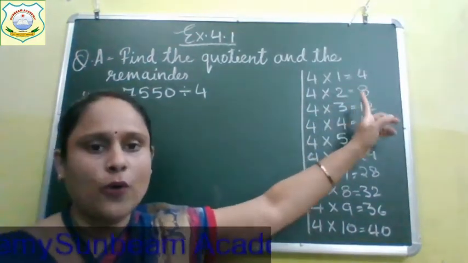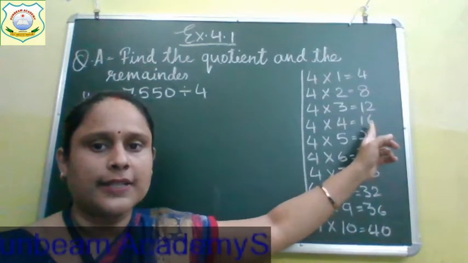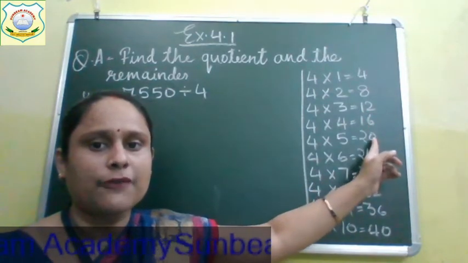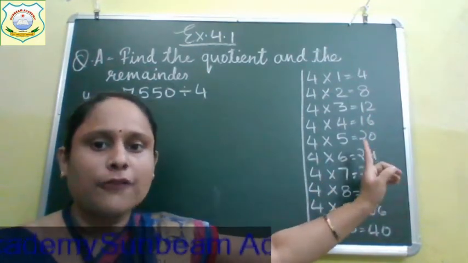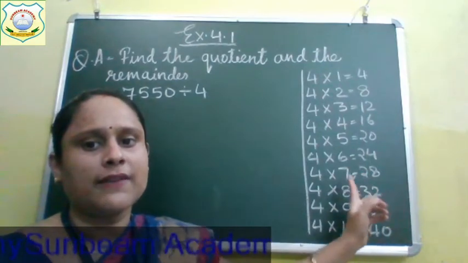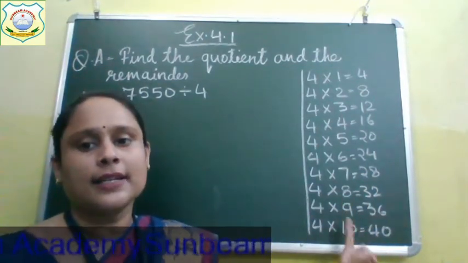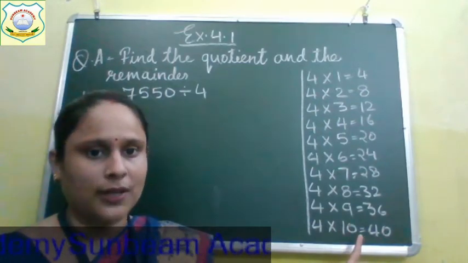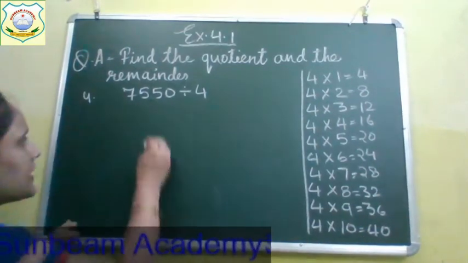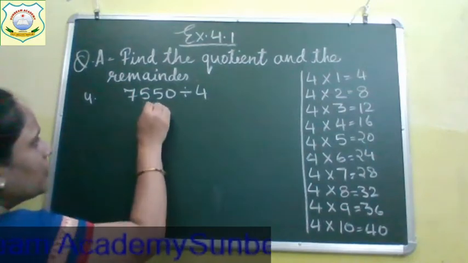4 ones are 4, 4 twos are 8, 4 threes are 12, 4 fours are 16, 4 fives are 20, 4 six are 24, 4 sevens are 28, 4 eights are 32, 4 nines are 36, 4 tens are 40. So children, now let's divide 7515 with 4.